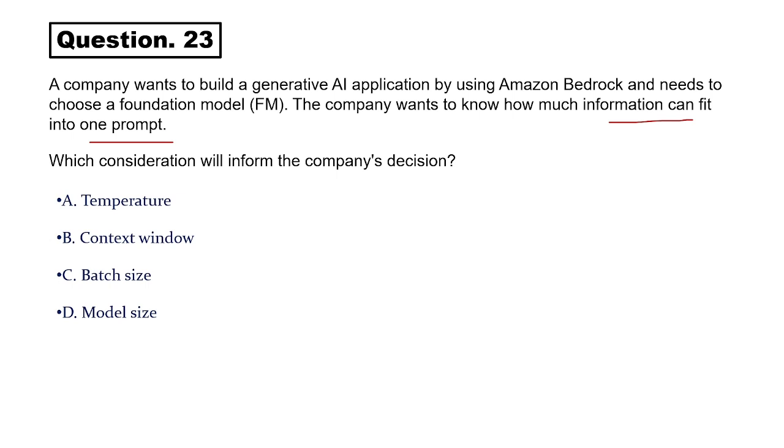Okay, now let me reveal the correct answer. The correct answer here will be option B, that is context window. This context window defines the maximum length of input prompt that the model can process. It directly limits how much information can be included. And you must already be aware temperature is a different thing, because that controls the randomness of the output. So that directly affects the creativity, not the input size. Batch size is the number of prompts processed at once, affecting throughput, but not the individual prompt length. Model size is also not suitable because this relates to the model's overall capacity and complexity. So I hope this is clear.